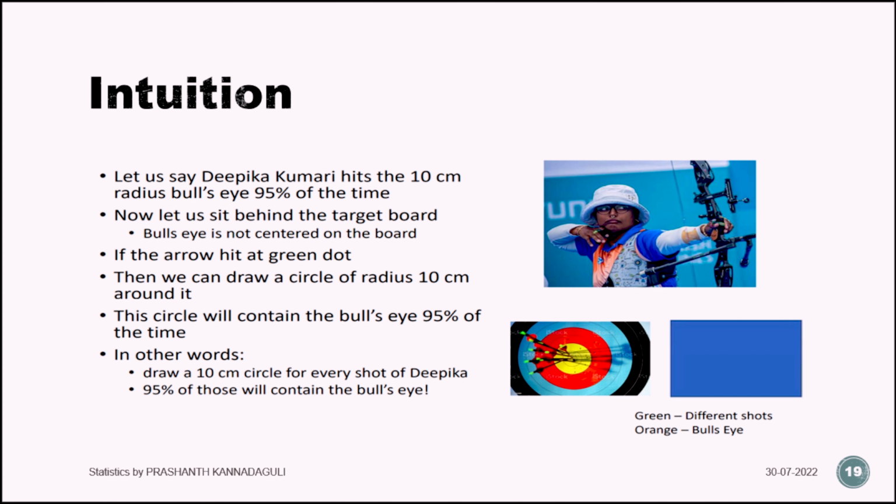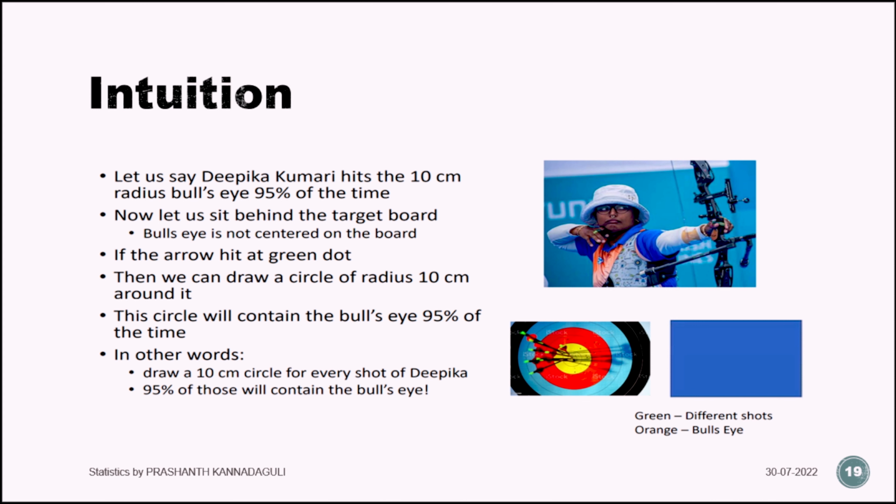Now look at the previous idea, the first diagram on the left side. You can see the target board, and at the very center there is a bullseye. Surrounding that you have a 10 centimeter radius. That is the region you are supposed to hit. Now, where the arrow hits at this green dot, I draw a 10 centimeter circle around each one of them. Why I am doing exactly 10, I will come to that.